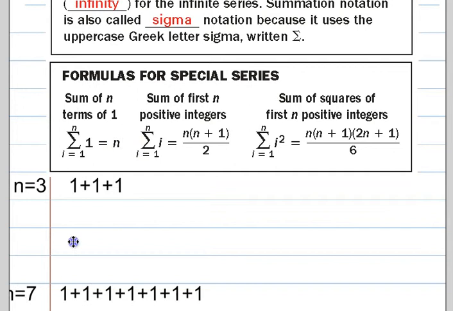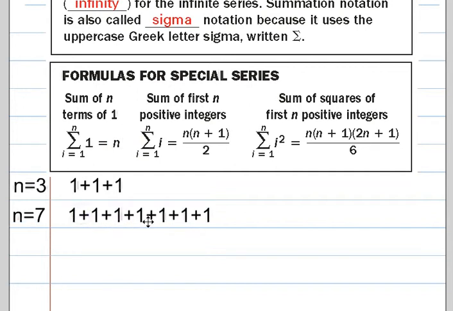But what if n is 7? That means I'm taking the number 1 and adding 1 to itself 7 times, and of course the sum is 7. So in order to figure out the value of this series for n, it's just n. But that's the simple case.